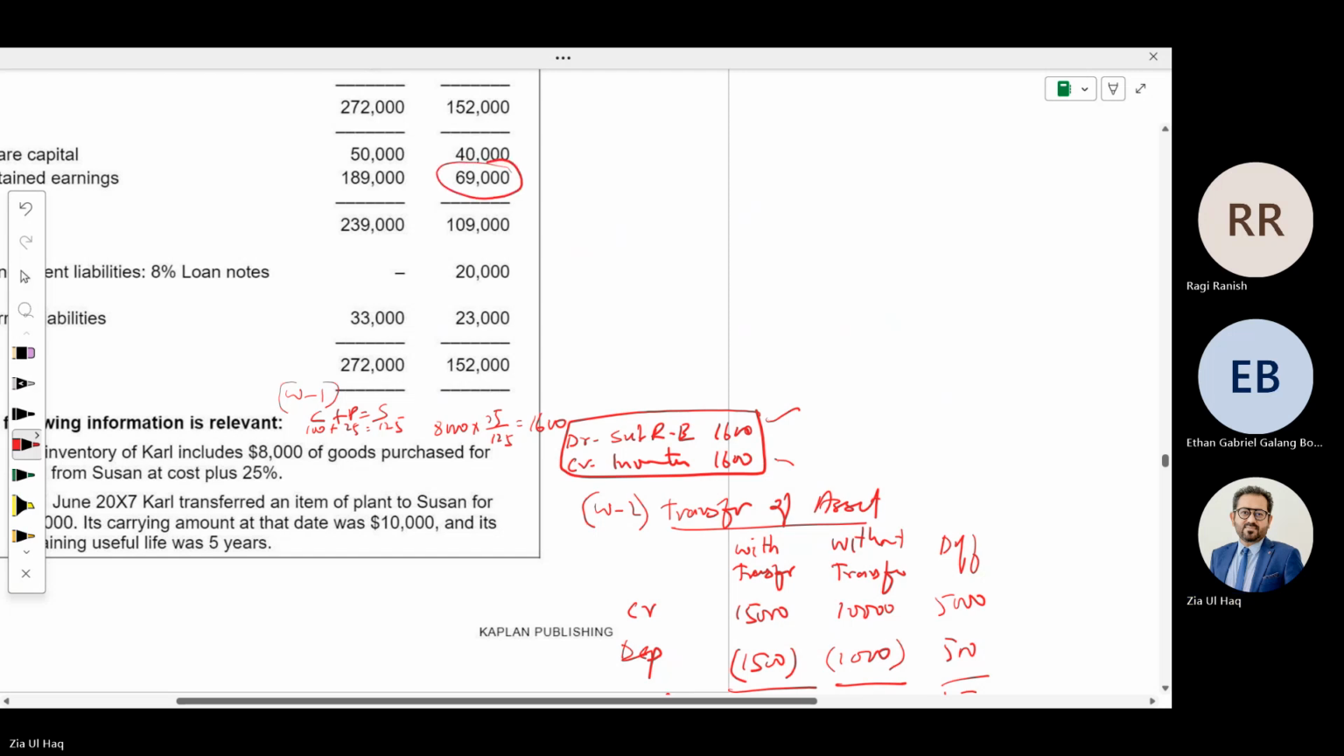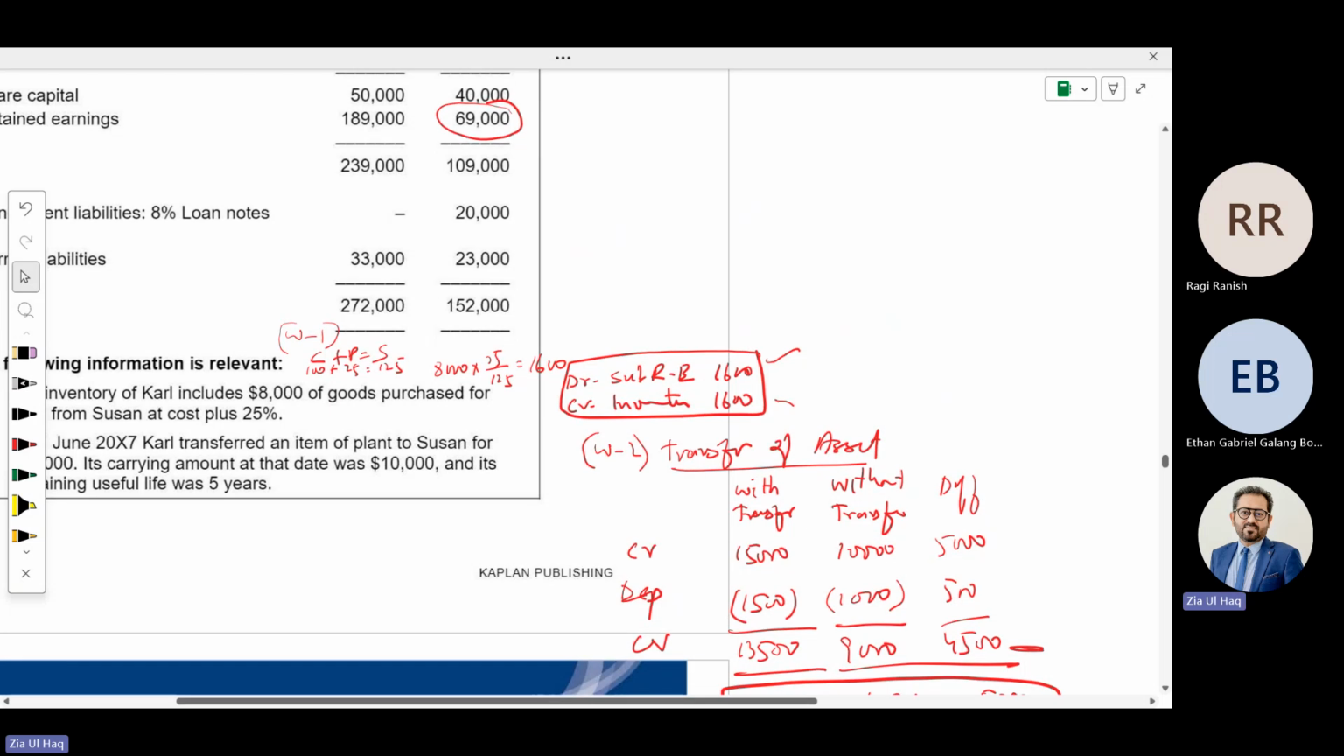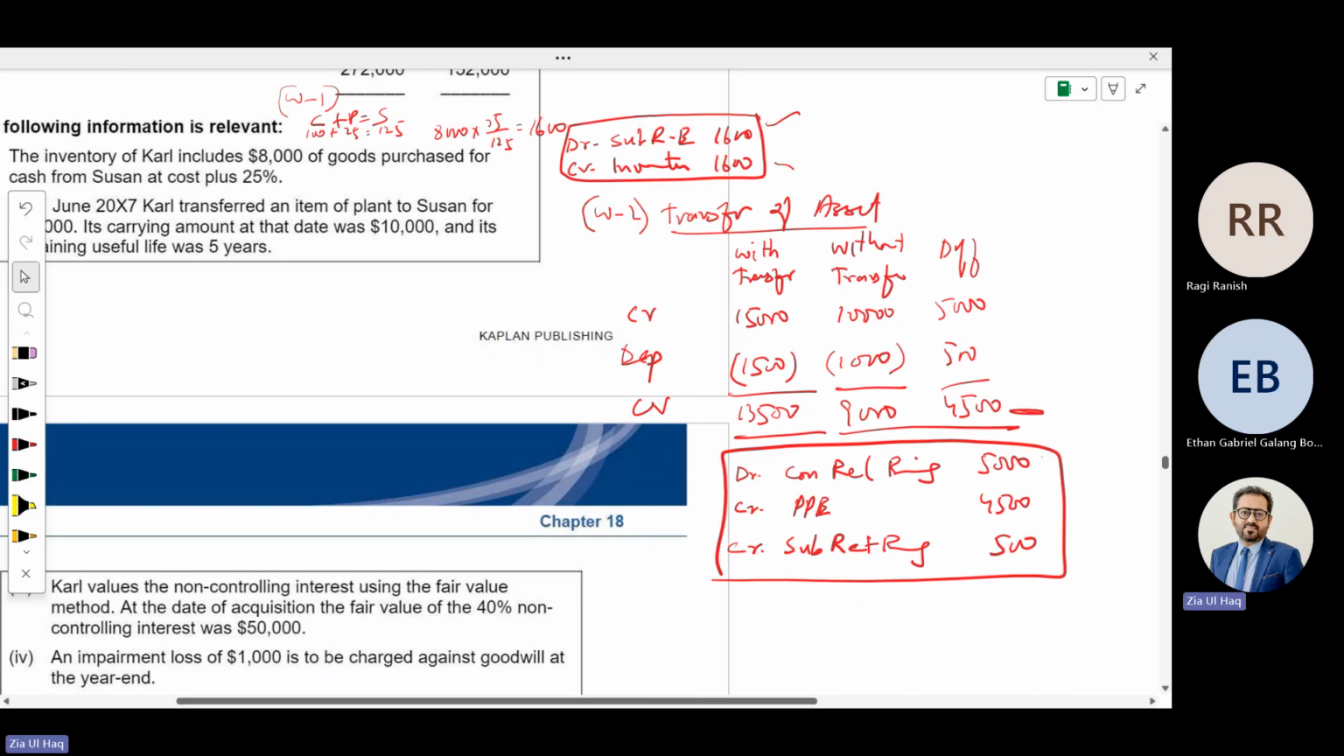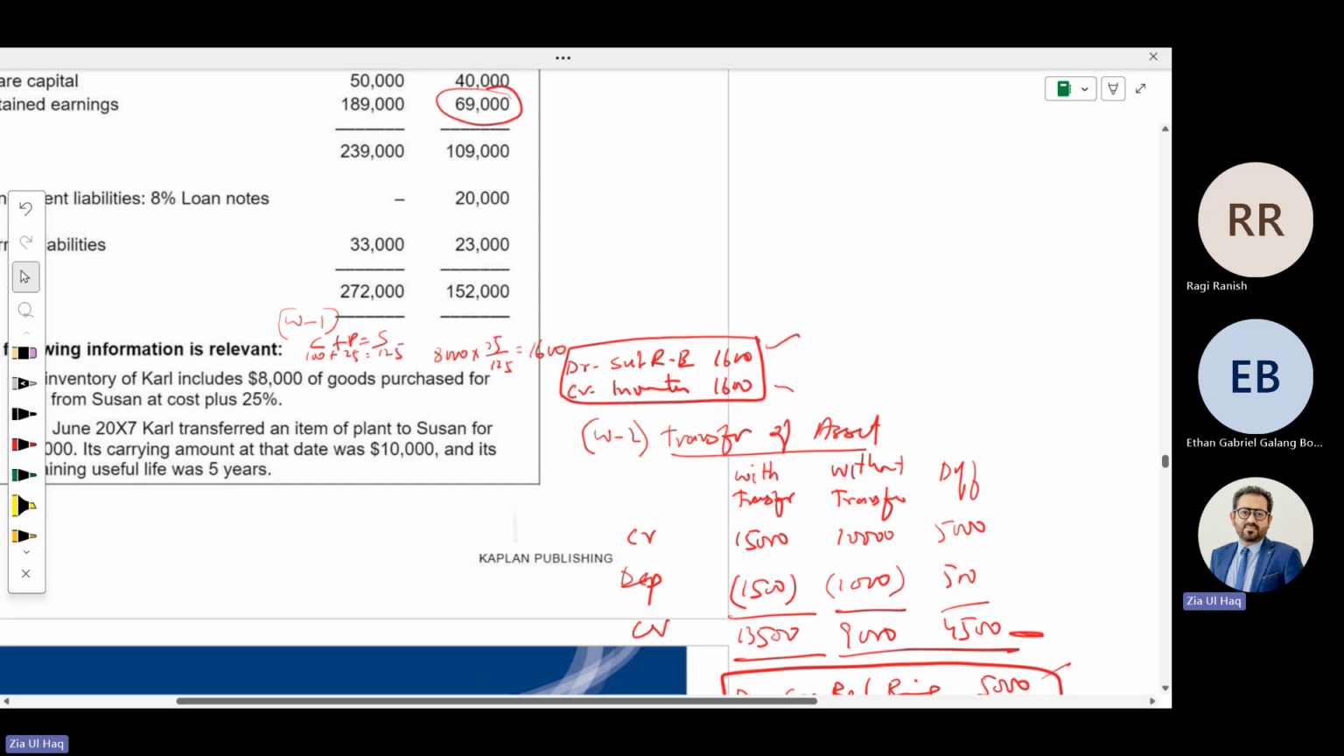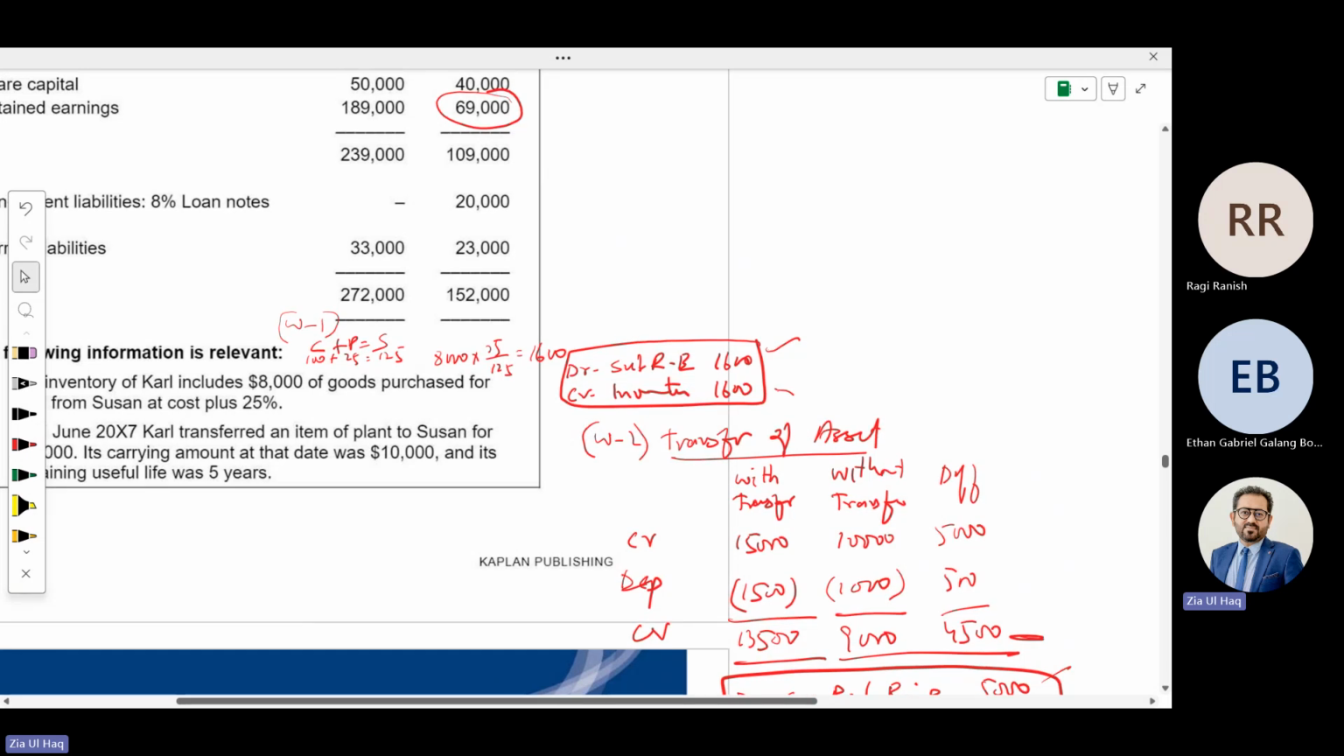69,000. Debit means we should deduct, and then this 5,000 should be charged to consolidated retained earning that we calculate through working. This should be reduced from property, plant and equipment. When we add both parent and subsidiary property, plant and equipment, we will deduct 4,500. And this 500 should be added to this 69,000 subsidiary closing retained earning.